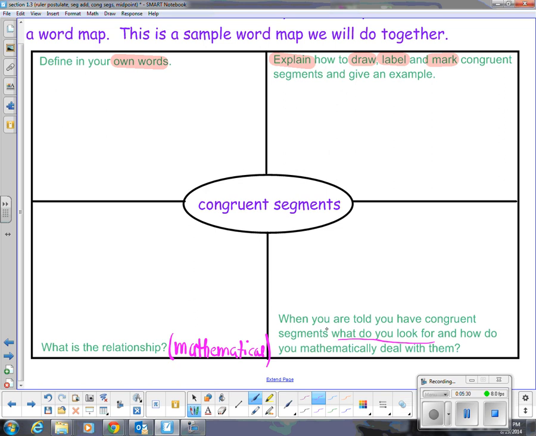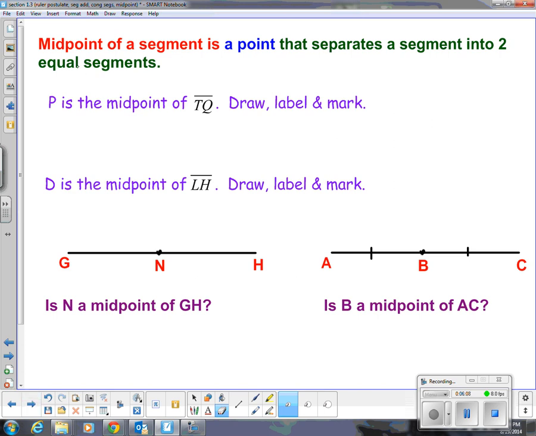This is where you quantify these words. In other words, when you quantify, you are able to put it in such a language or a relationship that you literally can treat it using symbols and expressions and mathematical sentences, we'll say. That's what I mean by quantify. So you need to tell me when you hear or see the words congruent segments, what do you look for and how do you mathematically deal with them? This is one of those things that you better be filled out and done well because that's part of your note grade.